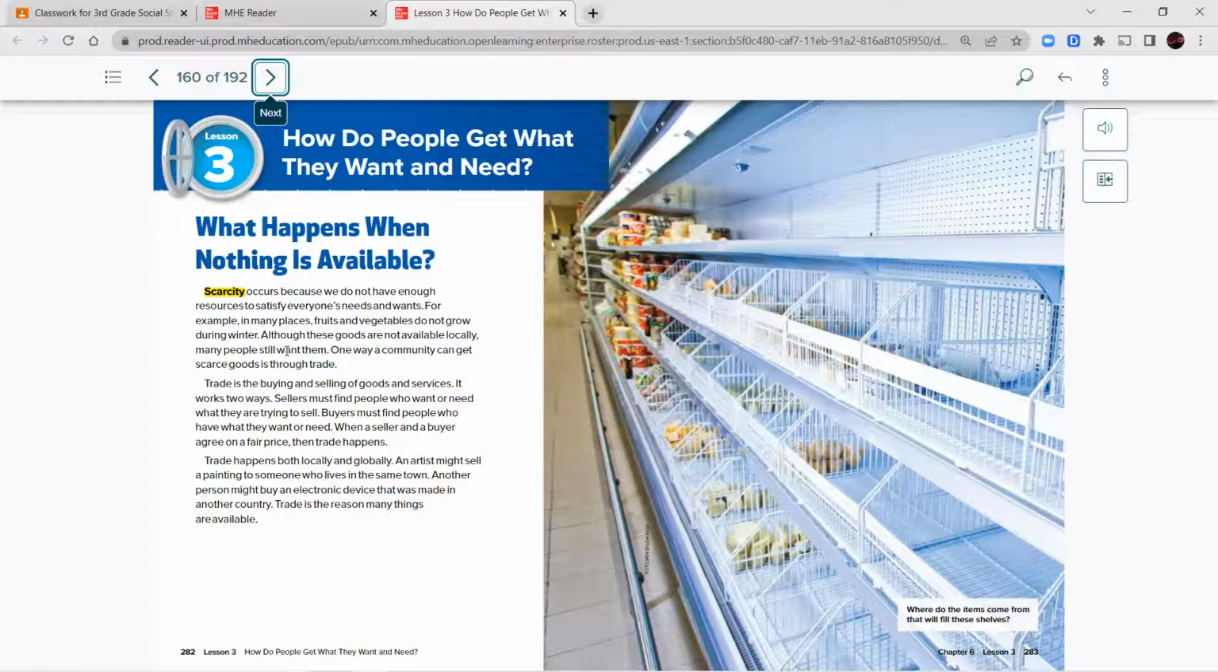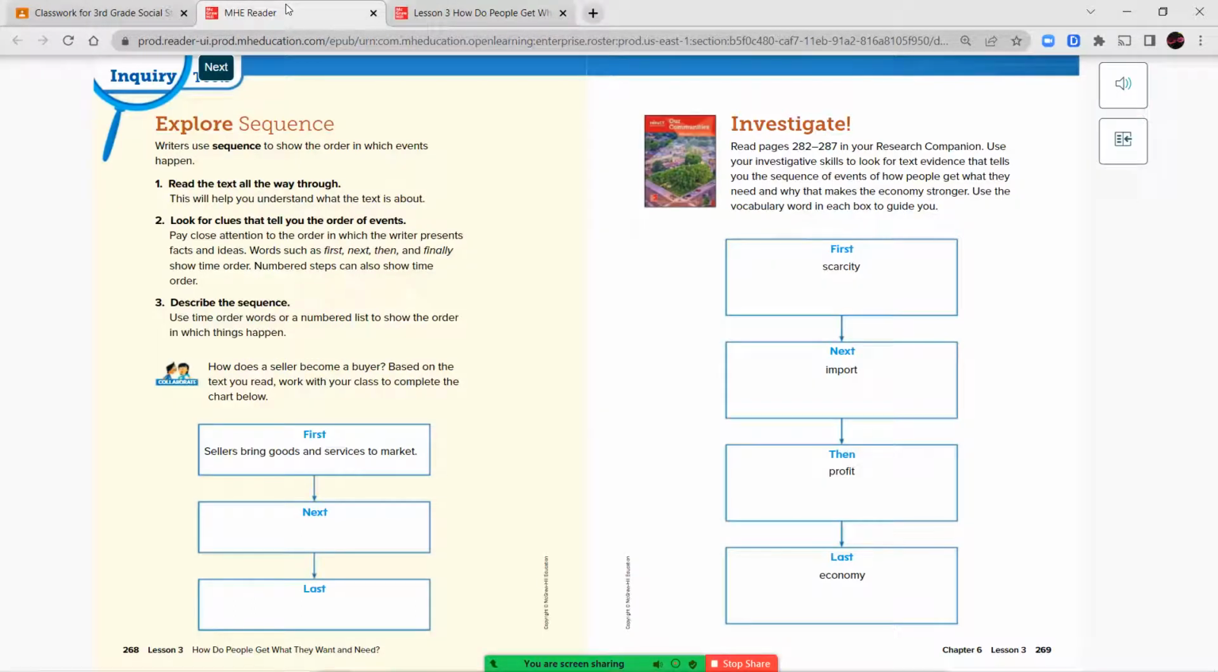When a seller and a buyer agree to a fair price, then a trade happens. Trade happens both locally and globally. An artist might sell a painting to someone who lives in the same town. Another person might buy an electronic device that was made in another country. Trade is the reason many things are available. So for our first box in our graphic organizer where it says scarcity, we can say a resource is scarce, so you need to trade with someone to be able to supply it to people or to be able to provide it or have it ready for people.